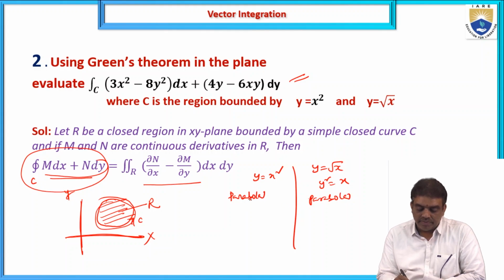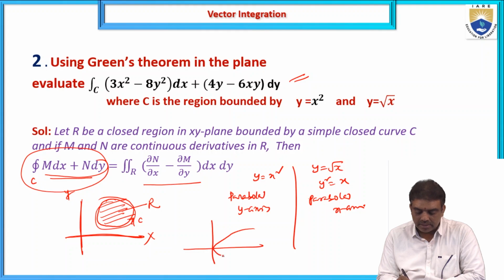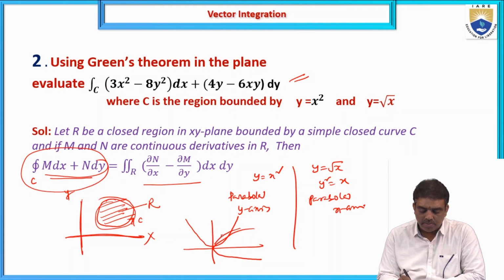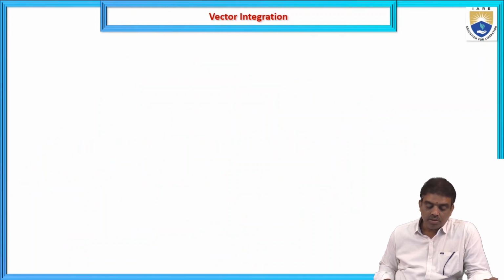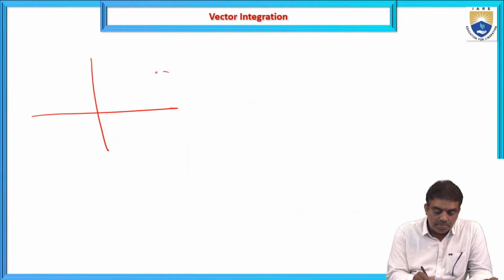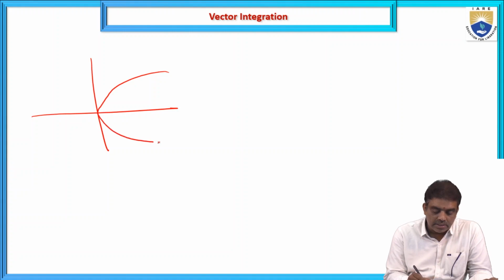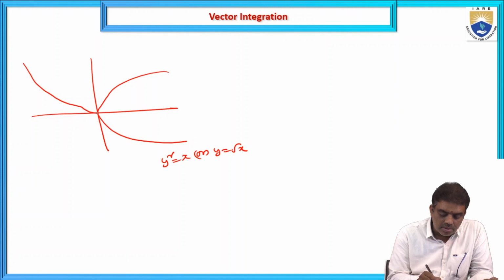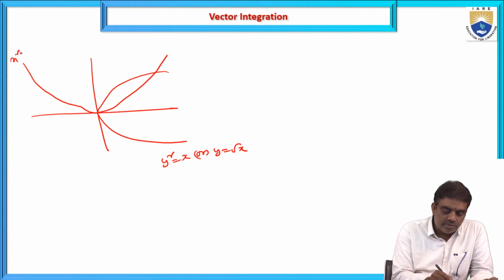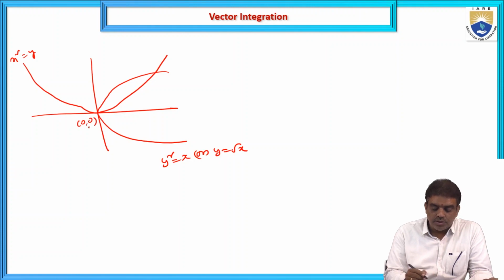This is symmetrical about the y axis. This is symmetrical about the x axis. One is like this, and the other one is like this. So the area bounded in between the two parabolas, I will show in the complete figure. Y square is equal to x, or y is equal to root x. And what is the other curve? X square is equal to y. The intersection points are 0, 0 and 1, 1.